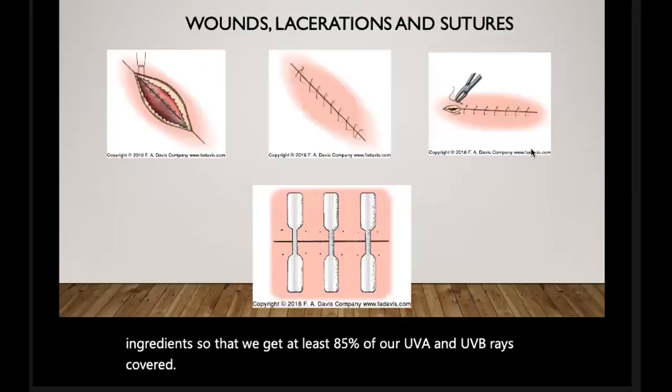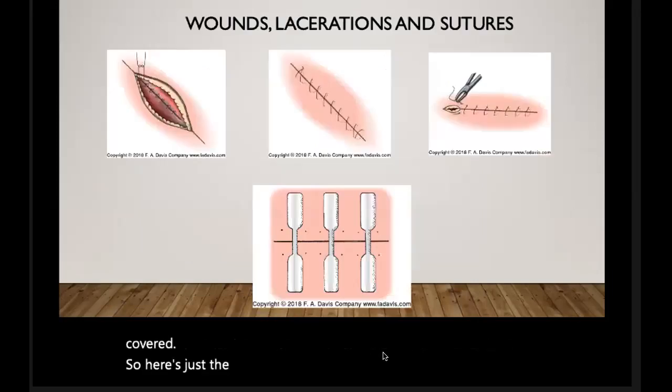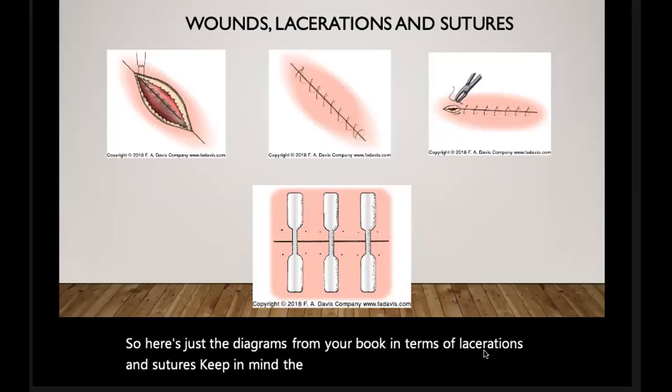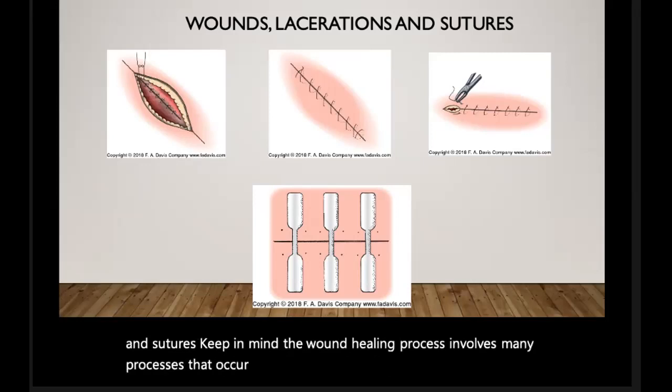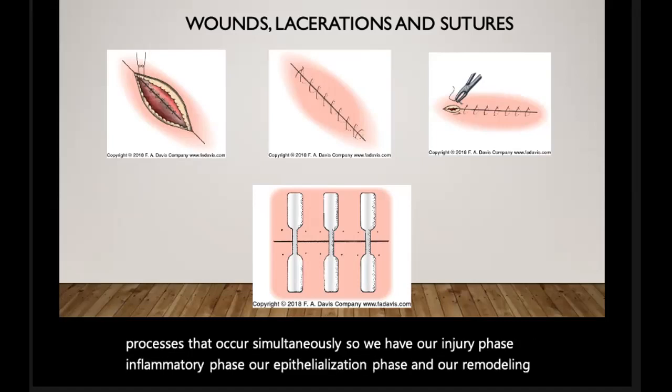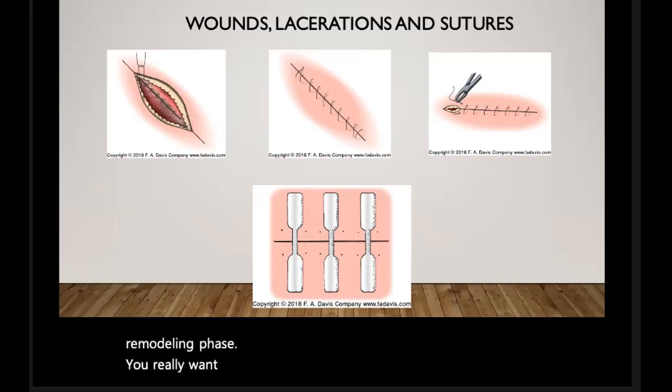So here's just the diagrams from your book in terms of wound lacerations and sutures. Keep in mind the wound healing process involves many processes that occur simultaneously. So we have our injury phase, our inflammatory phase, our epithelialization phase, and our remodeling phase. You really want to review those phases because you may have questions on that on the exam.